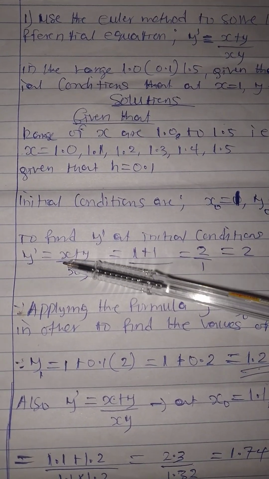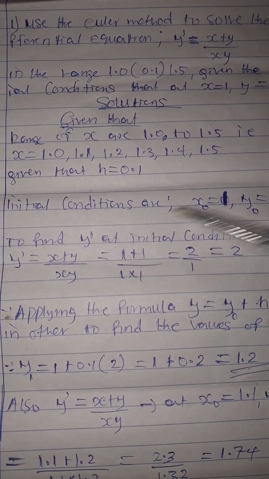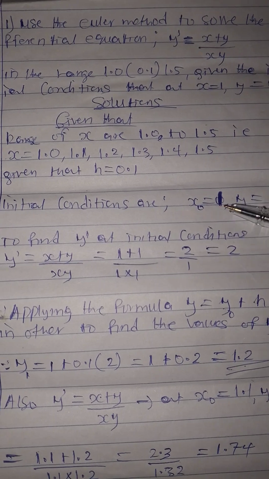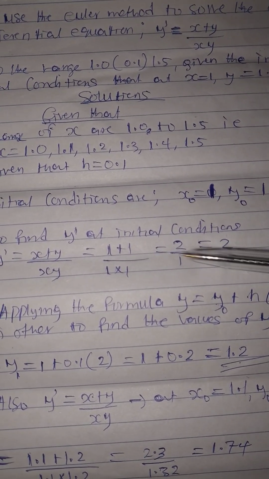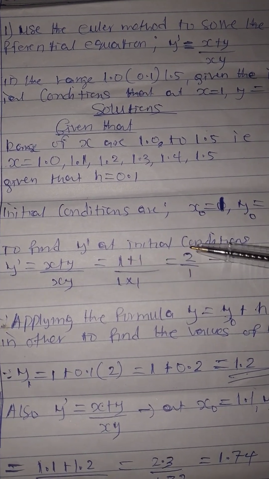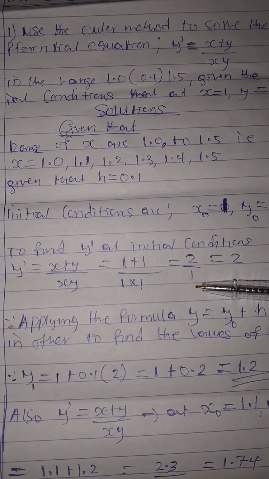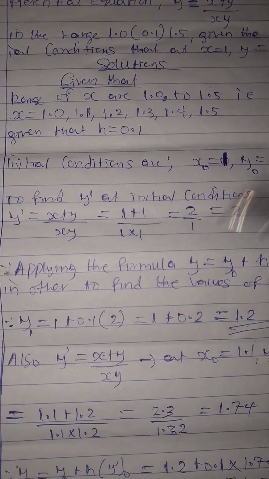So y prime is equal to x plus y all over xy, which is equal to what? The value for x at initial condition is 1, plus the value for y at initial condition is 1, all over 1 times 1. So 1 plus 1 is 2, all over 1 times 1 is 1. So therefore 2 divided by 1 is 2.